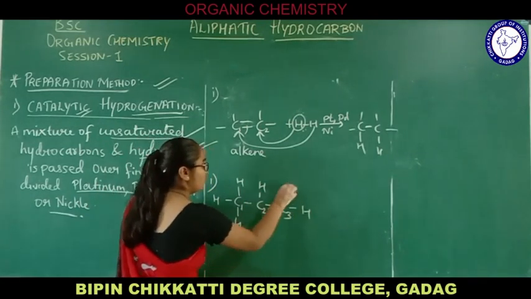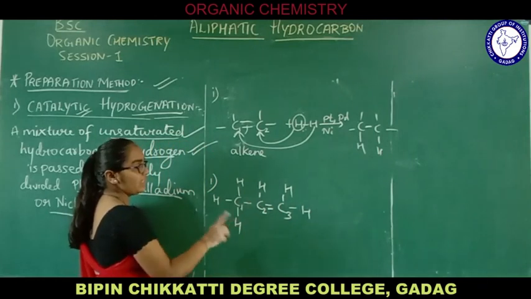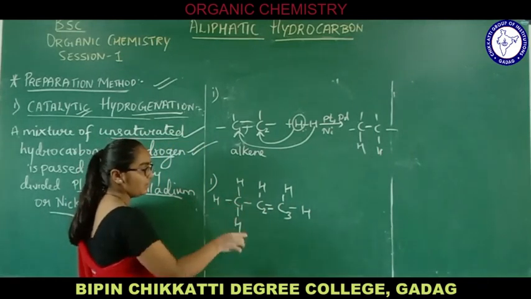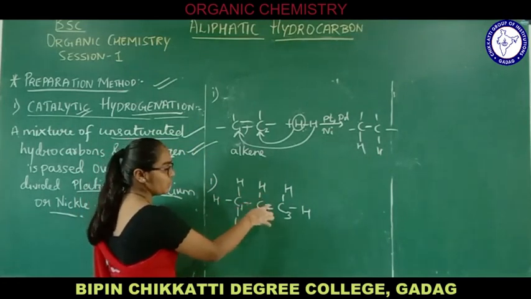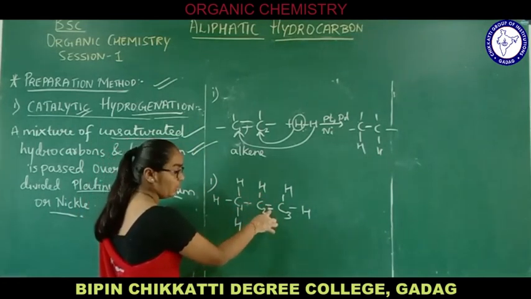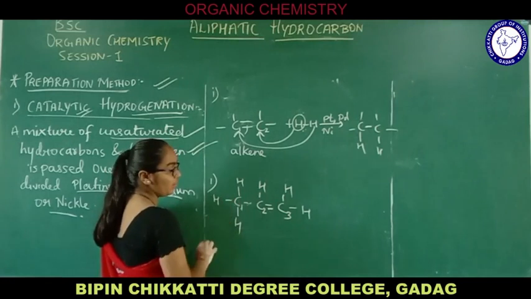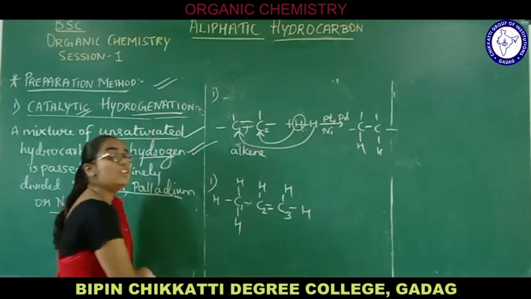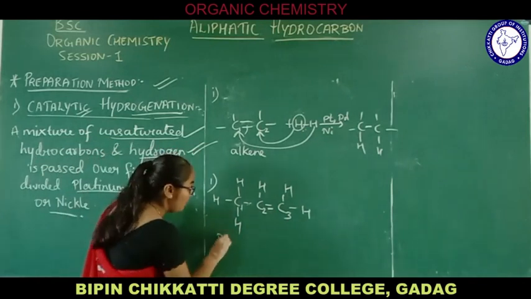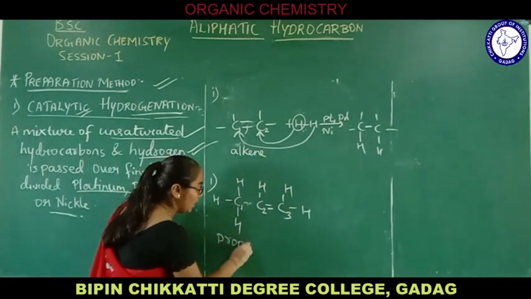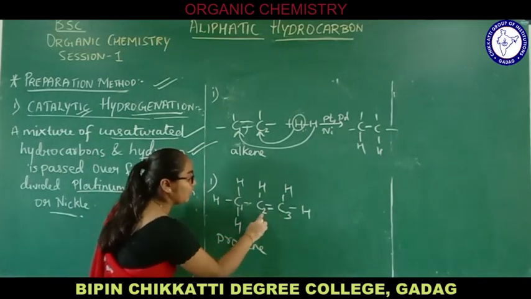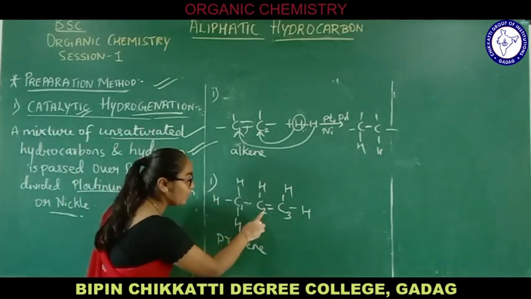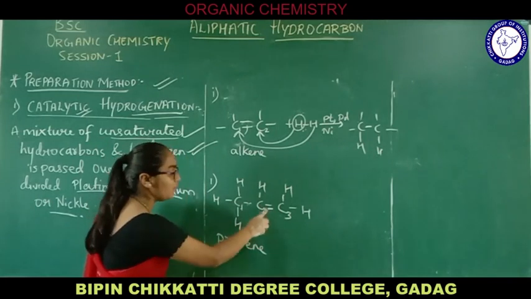Now see, you have to check whether it has been balanced or not. Carbon number 1 has 4 bonds, done. Carbon number 2 has 4 bonds: 1, 2, 3, 4. Now carbon number 3 also has 1, 2, 3, 4. Okay, done. So this is propene. The double bond is present between carbon number 2 and carbon number 3.